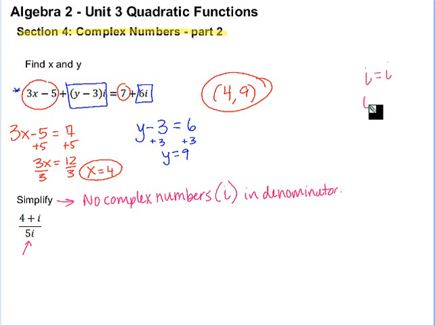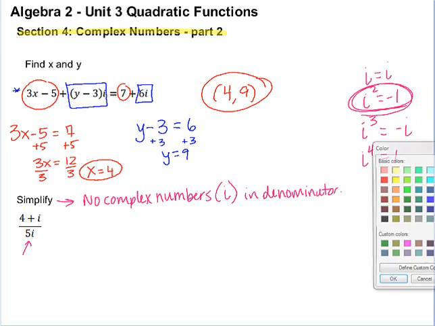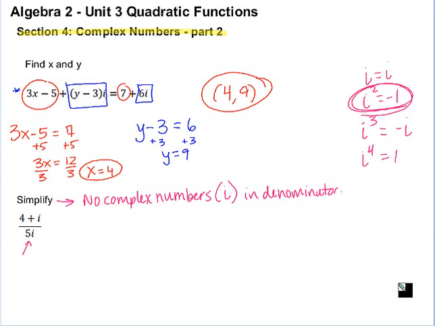i equals i, i squared equals negative 1, i to the third is equal to negative i, and i to the fourth is equal to 1. So if we can change the i into an i squared, then we would be able to get rid of that i in the denominator. Well, if this is 5i, I just need to multiply it by another i, and it would become i squared. Well, if I multiply the denominator of the fraction by i, I also have to multiply the numerator of the fraction by i.